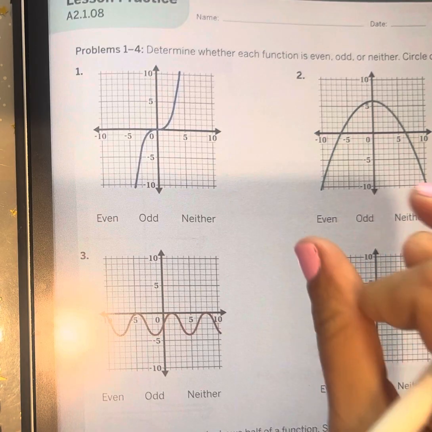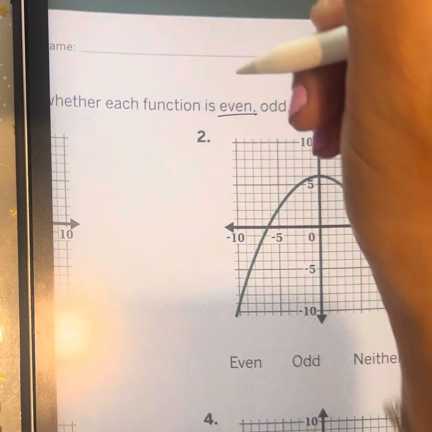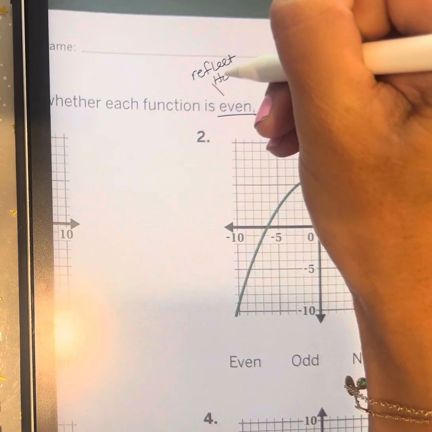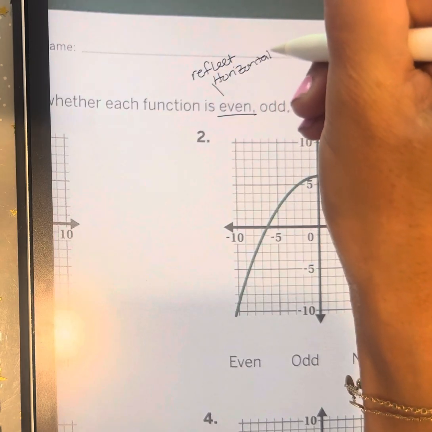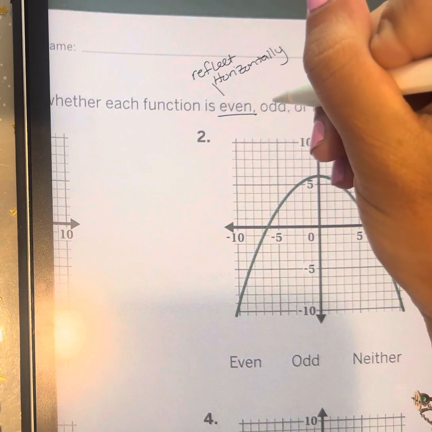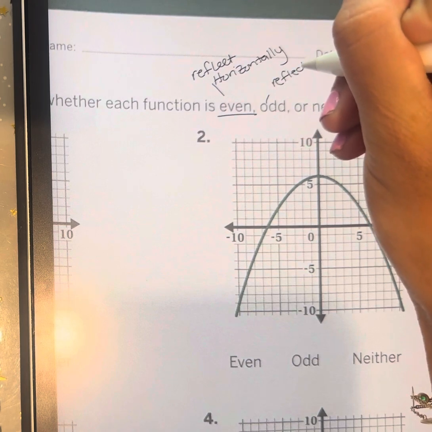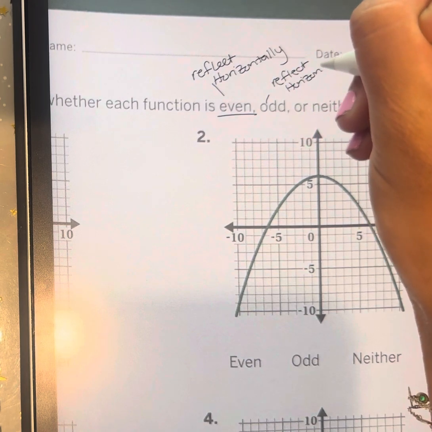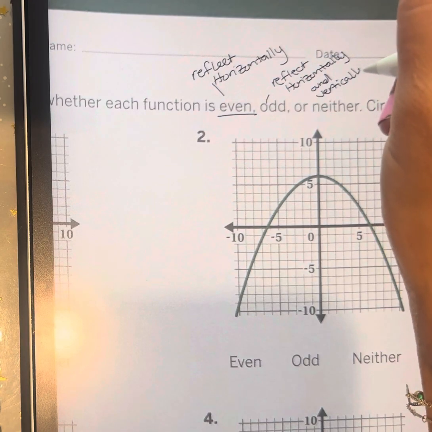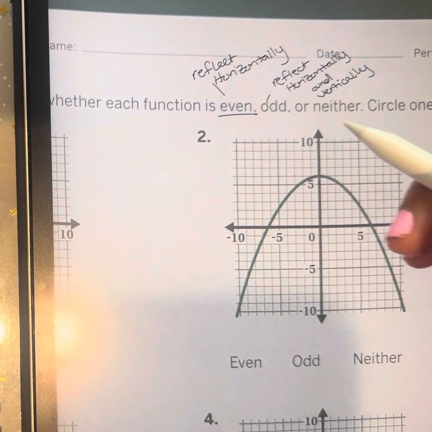Circle one. So remember that in order to be even, we need to flip or reflect horizontally and end up with exactly what we started. In order to be odd, we need to reflect horizontally and vertically, then be back where we started. And if we're not even and we're not odd, then we're neither.